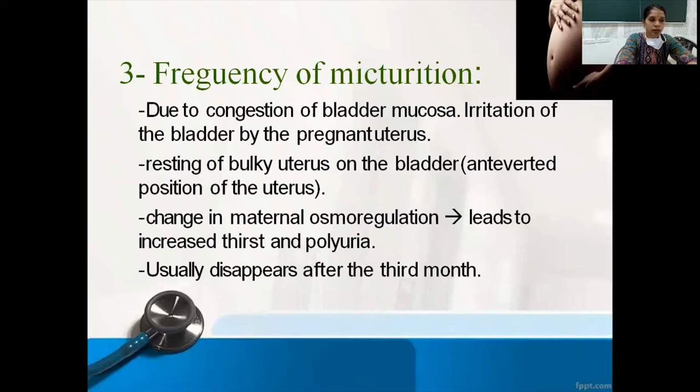Due to congestion of the bladder and irritation of the bladder by the growing uterus in the first trimester, frequency of micturition is increased, because until 12 weeks of pregnancy, the uterus is a pelvic organ.